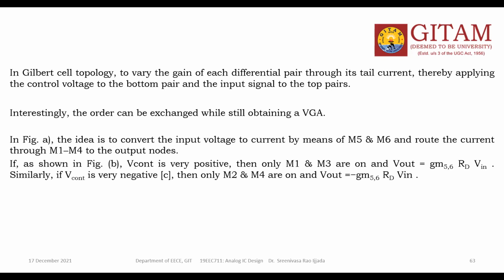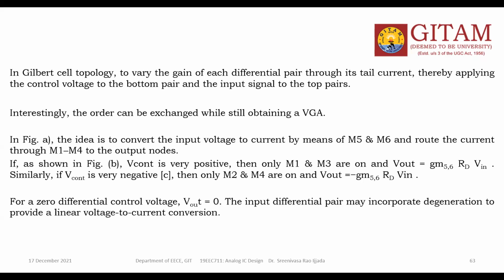In picture B, Vcont is very positive. Then only M1 and M3 are on, and the gain is gm of M5 and M6 multiplied with RD, so Vout is equal to gm times RD times Vin. Similarly, if Vcont is negative, then M2 and M4 will be on, and the output is the negative of the same thing. For zero differential control, with no control input, all outputs are zero.